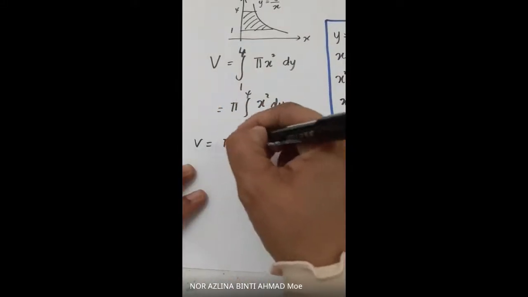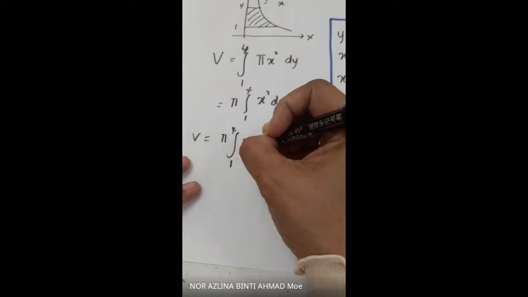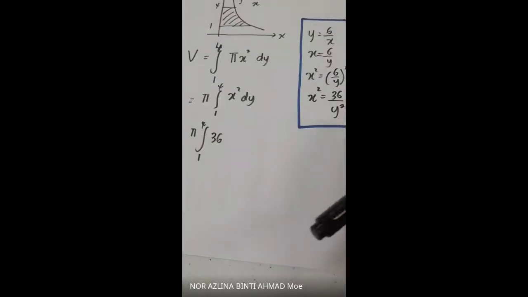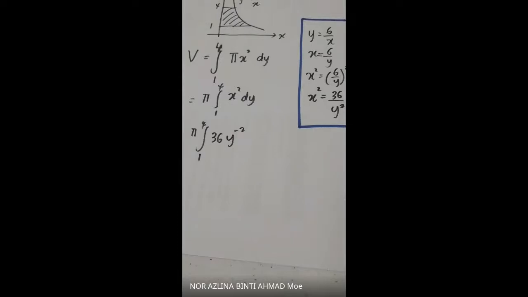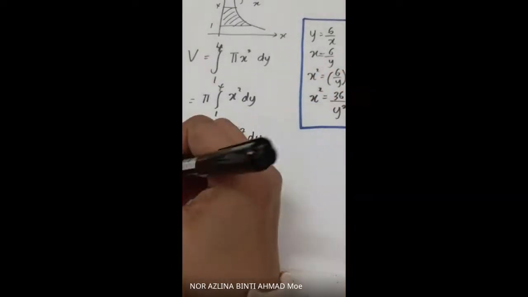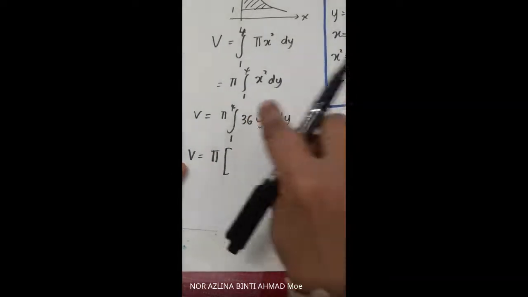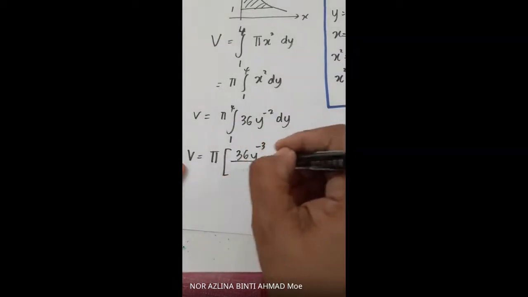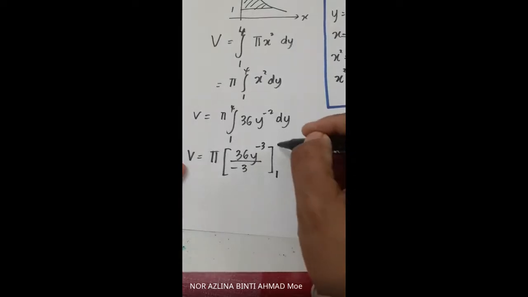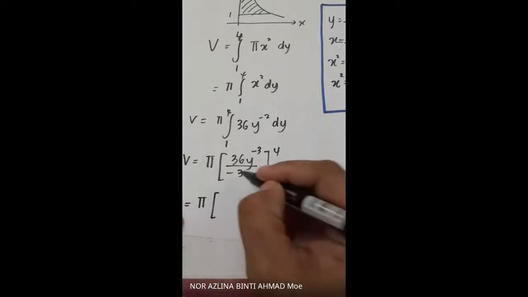Volume equals pi, integrate from 1 until 4, x squared. x squared is 36 over y squared, right? Just now, over y squared. So when we integrate y, we need to bring up, so this is negative 2. y to the power of negative 2 dy. So we integrate. Pi we copy only. So 36 y to the power of negative 3 over negative 3, from 1 until 4. So substitute, pi. Okay, you simplify.